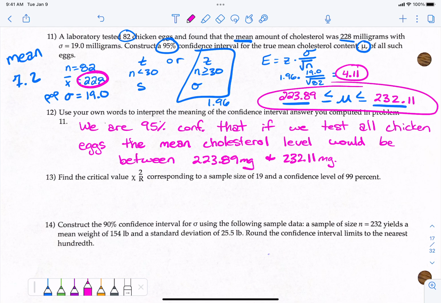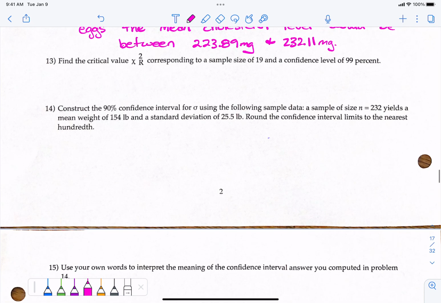Okay, now we're moving into standard deviation stuff. I'm not going to do all these for you, but we'll do a couple of them together. This is asking for the chi-squared right value. They just want the chi-squared right value, they don't need the left one. The sample size is 19, that means n is 19, and the confidence level is 99%.